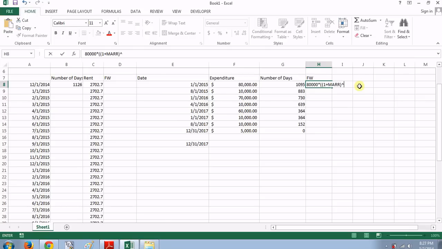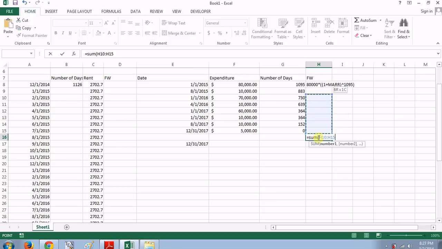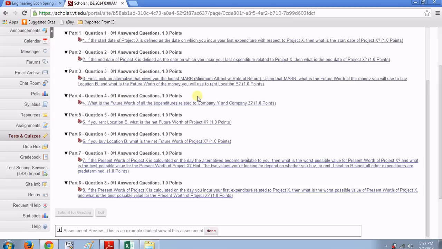Now this is going to be raised to the power the number of days it accrues interest, so that's 1095. Of course, you don't have to do this because you have the MAR, and you can just use this cell reference and this cell reference to calculate this expression, and then use a fill handle to calculate all. So finally, the future worth of all expenditures is just the sum of these cells, whatever you get over here. Okay? So that question should be okay.